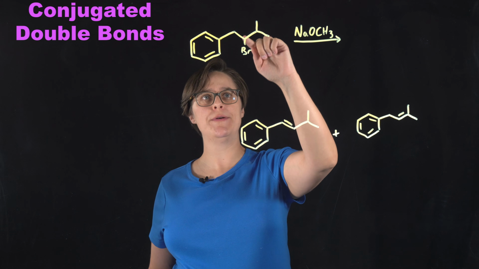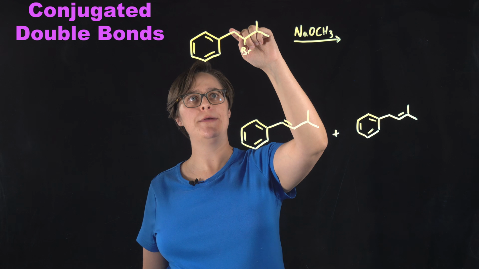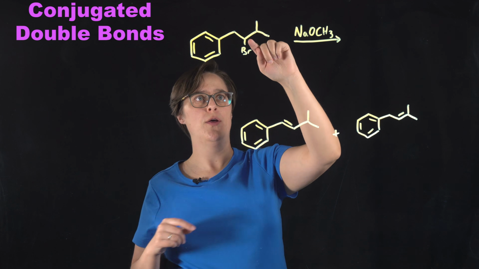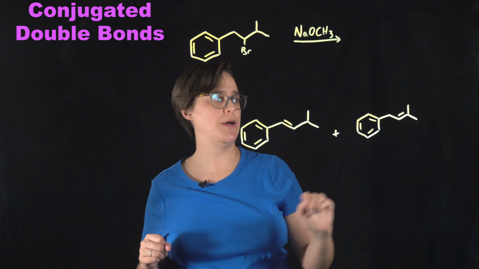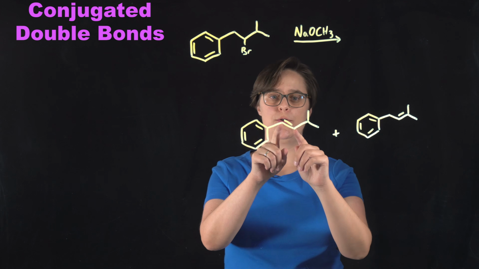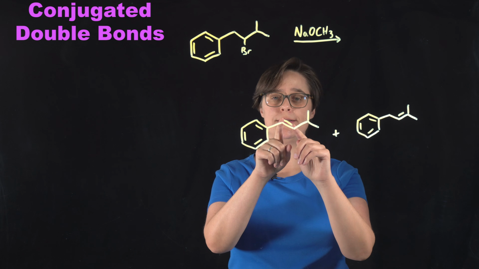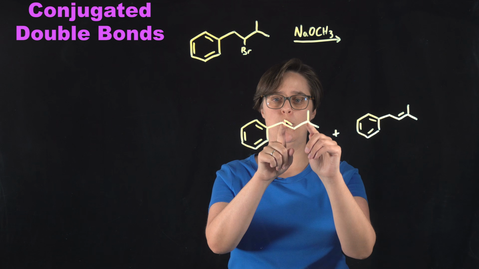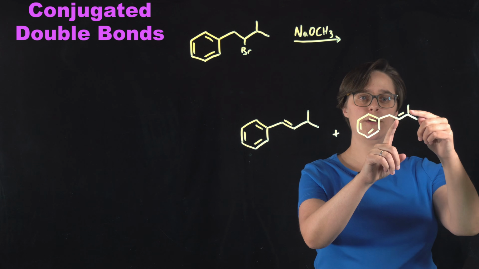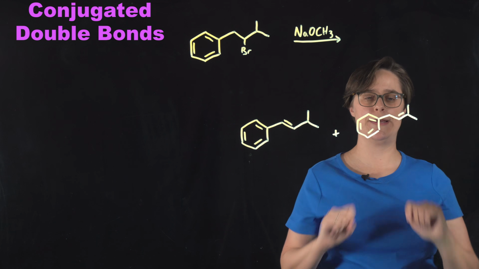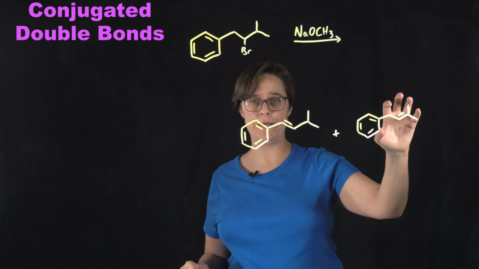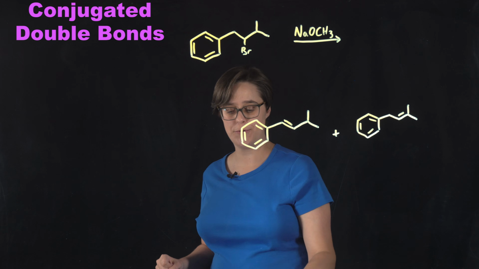This was our leaving group, and we could choose between reacting with these hydrogens to make a double bond here for this product, or this hydrogen to make a double bond here for this product. Zaytsev's rule says to count how many other carbons are on this new double bond. 1, 2. 2 carbons directly bonded to it. But over here we have 3. 1, 2, 3. So Zaytsev's rule says that this would be our major product because it is more substituted.